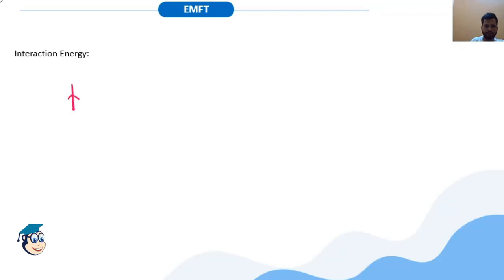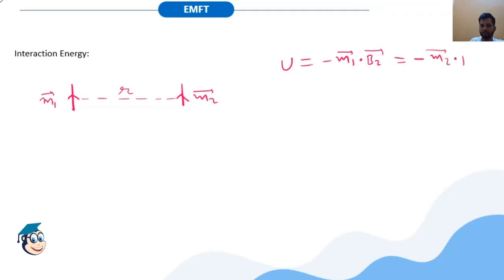Let's say you have a magnetic dipole moment m1 vector and a magnetic dipole moment m2 vector, and these two magnetic dipoles are separated by a distance r. Then you can calculate the interaction potential energy U as minus m1 dot B2, or equivalently it can be written as minus m2 dot B1.